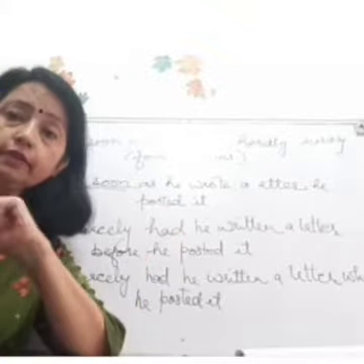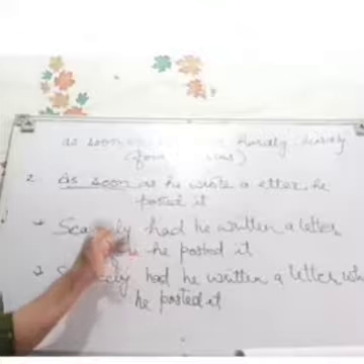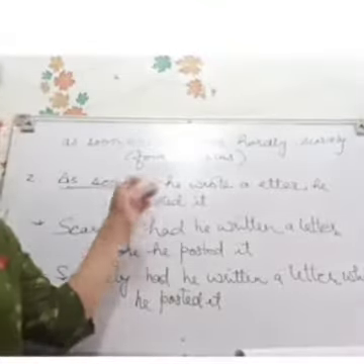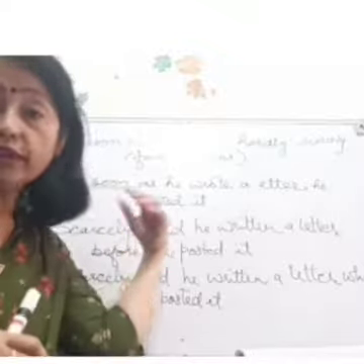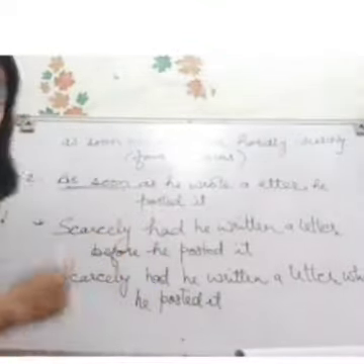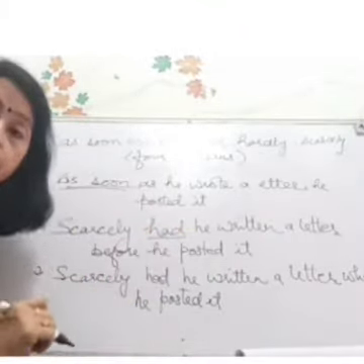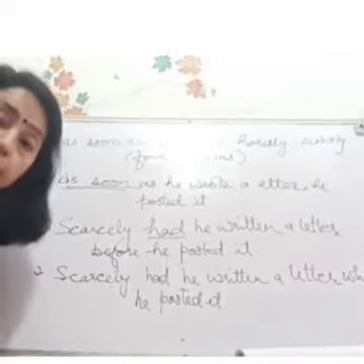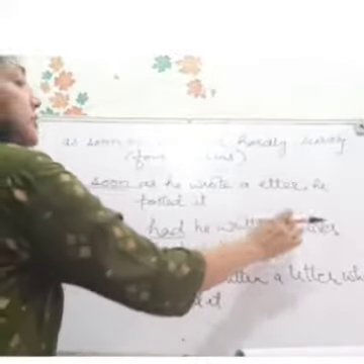Now see, children, the third part, that is scarcely. Now the same question: "As soon as he wrote a letter, he posted it." Now change it with the help of the conjunction scarcely. How? Same as you have done with hardly and no sooner, the same: had comes, not did. Here the third form of the verb comes with had. "Scarcely had he written a letter."